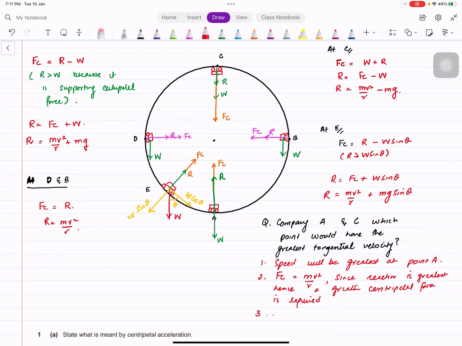Now V, which is the speed, must be the greatest, because the centripetal force depends on the speed. The other reasoning is that at C it will have the greatest gravitational potential energy, greater than kinetic energy. At this point you will have kinetic energy greater than gravitational potential energy, because when you go up you lose velocity into gravitational potential energy, and when you come back it converts back to kinetic. Is that clear, everyone?